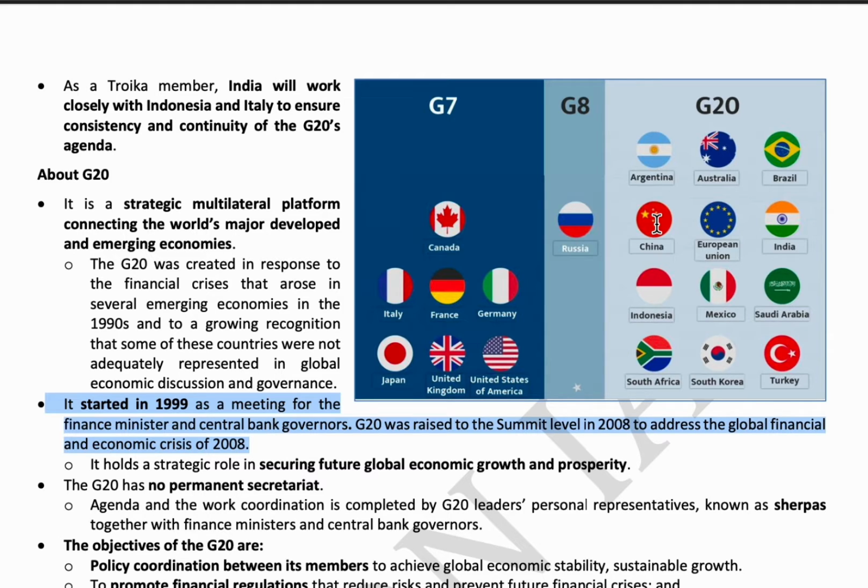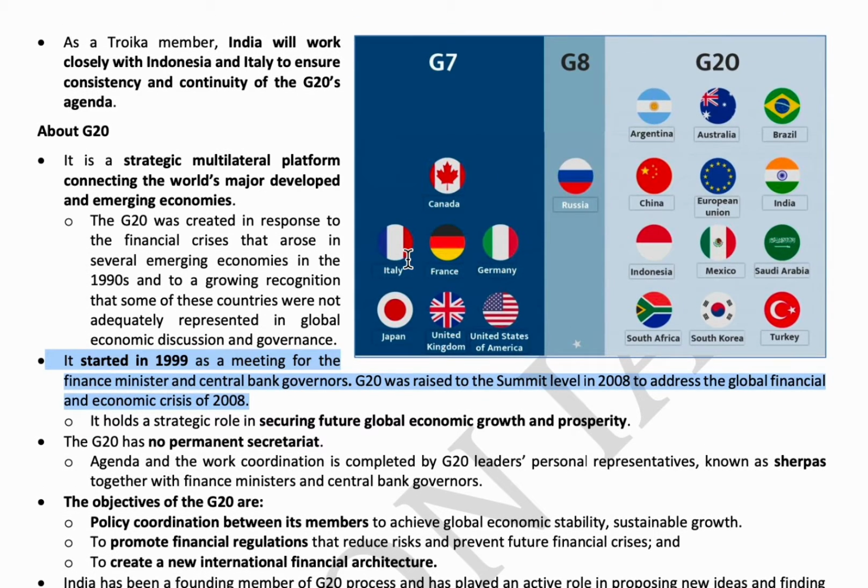So for G7 it is From Gujarat ICU. If you add Russia to G7, then it will become G8, and if you add the remaining 12 countries, that is CABISTEMS IAS. Okay, so these are the tricks to remember the G20 countries. These countries hold a strategic role in securing future global economic growth and prosperity.